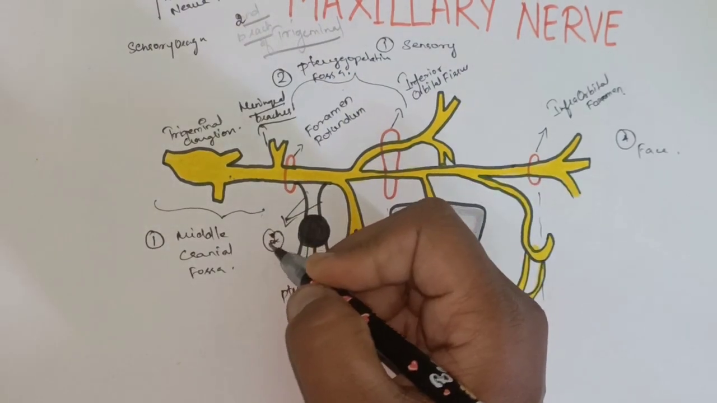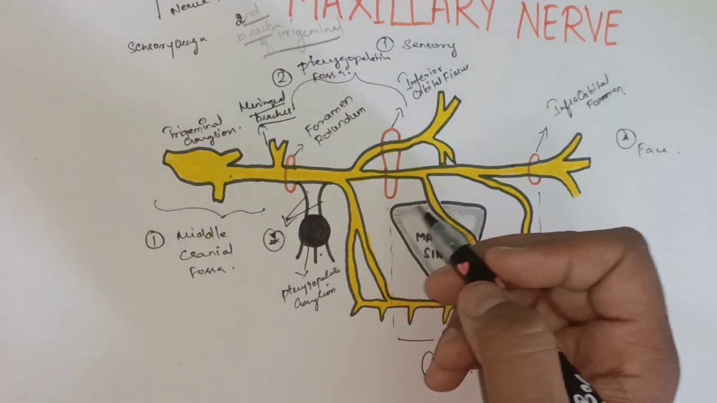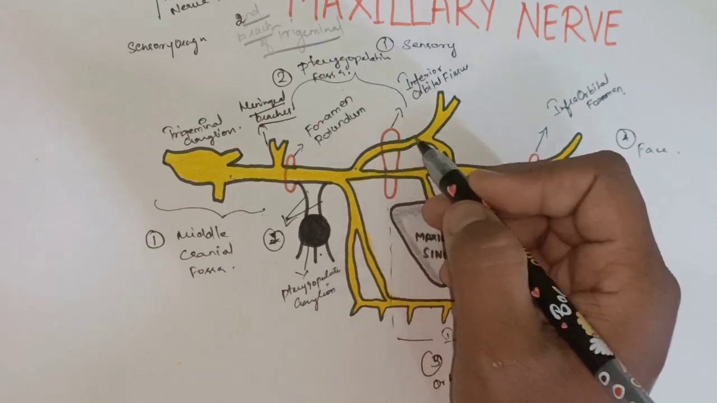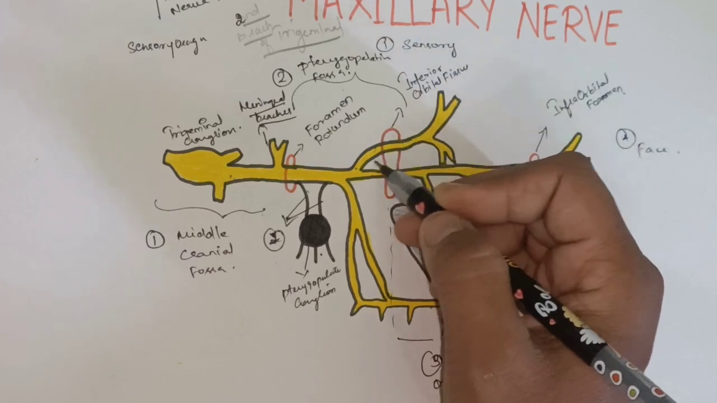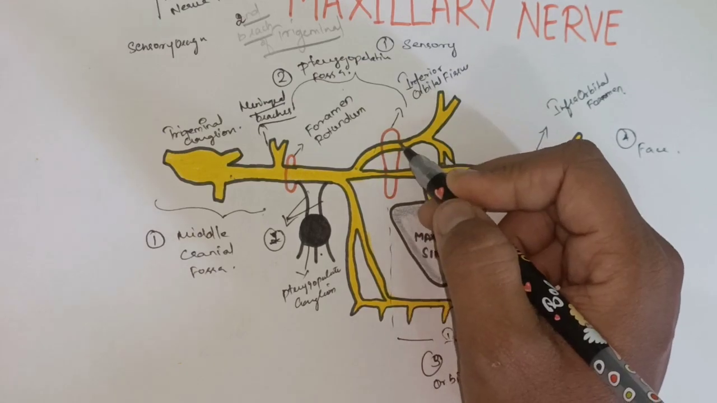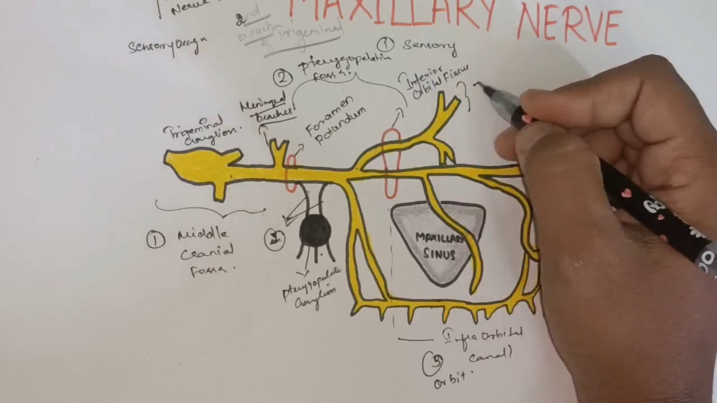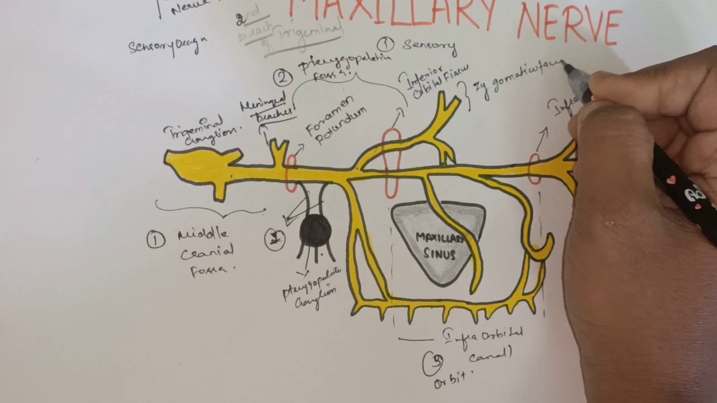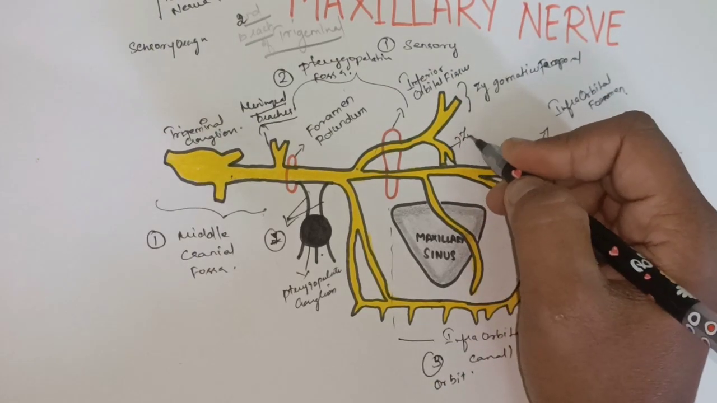The second branch is, as I said earlier, the zygomatic nerve, the zygomatic branch. It enters the orbit through the inferior orbital fissure and reaches the lateral wall, and it gives two branches. I have drawn it here clearly. What are the two branches given from the zygomatic nerve? Zygomatico-temporal and zygomatico-facial. This one is your zygomatico-temporal branch, and this is your zygomatico-facial branch.